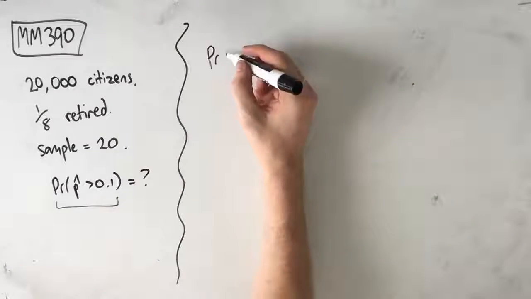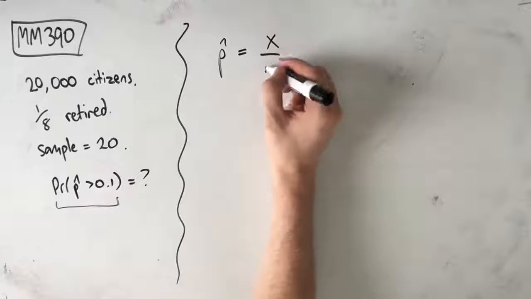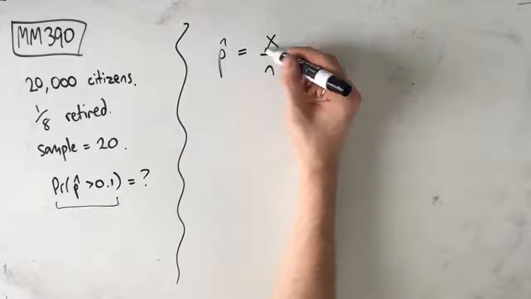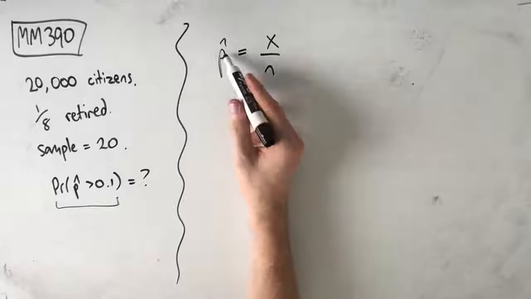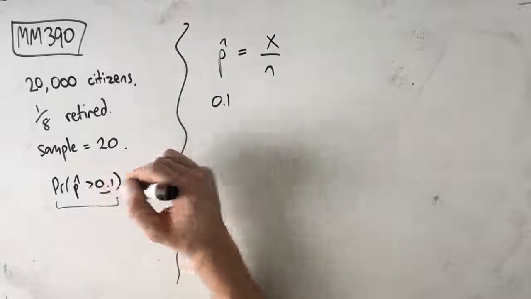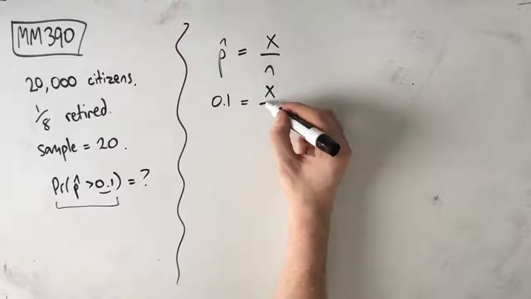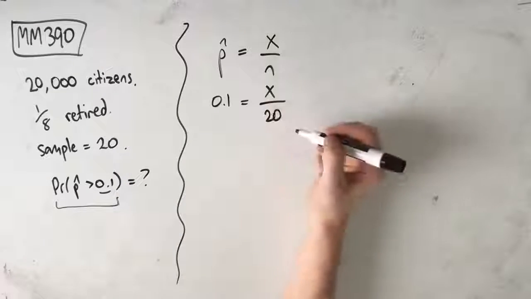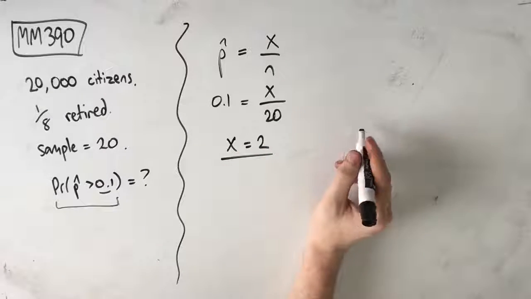Our biggest thing here is the fact that p hat is equal to x over n, where x is our number of retired people and n is the sample size. So we know that our p hat is 0.1. We take whatever value is in here and let it equal p hat. We don't know what our x value is, that's what we're trying to find. And our n value is 20, because we're sampling 20 people. So that means that x is equal to 2. That's really important.